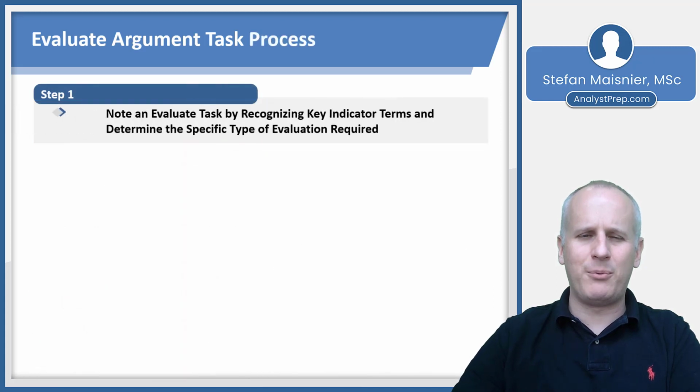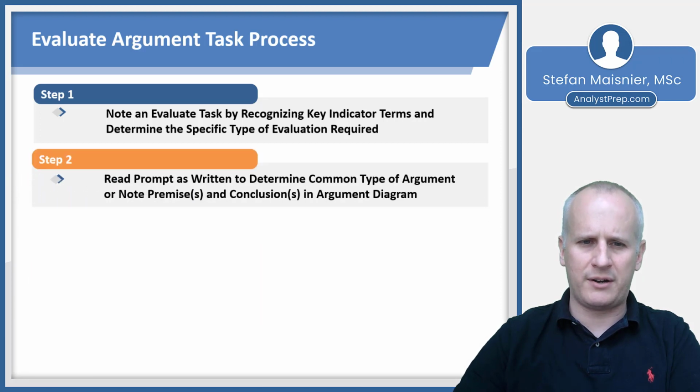So, step one of our evaluate an argument task process. First, note the evaluate task by recognizing the key indicator terms, and then you have to determine the specific type of evaluation that's being required. You'll then read the prompt as written to either hopefully determine a common type of argument, and you'll want to, of course, note the premise and conclusion in an argument diagram if you're looking at an evaluate the method of argument. In either case, you have to pay close attention to the conclusion.